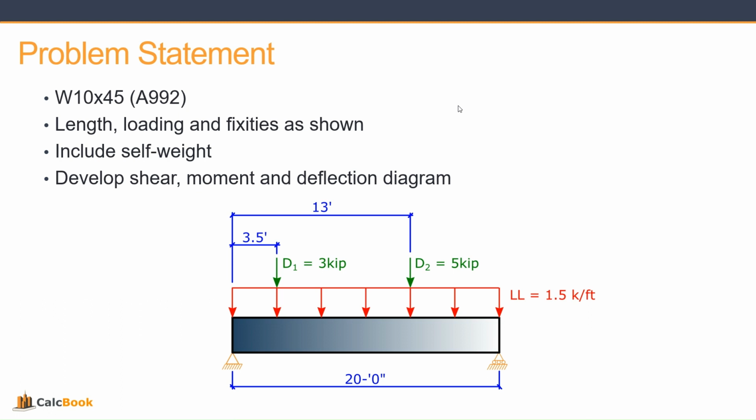And then we've got 2 point loads, both dead loads. The first one is a 3 kip load at 3.5 feet from the left side. And then the second one is a 5 kip load at 13 feet from the left side. So let's go ahead and open up CalcBook for this, and we can start to produce our shear, moment, and deflection diagrams.